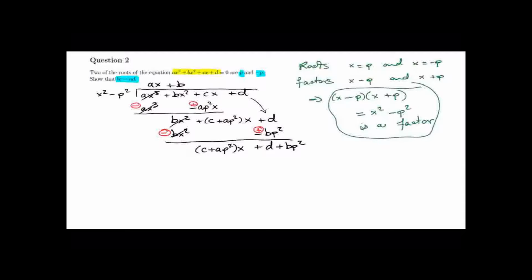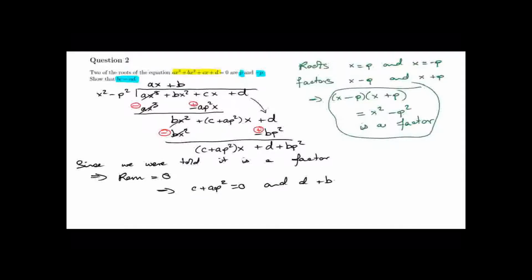Okay? Now it is obviously impossible to divide x by x squared evenly. Okay? So that means that obviously there's no point in doing any more long division. Now we were told it was a factor, so since we were told it is a factor, this implies the remainder is equal to 0, which means that c plus ap squared equals 0 and d plus bp squared equals 0.